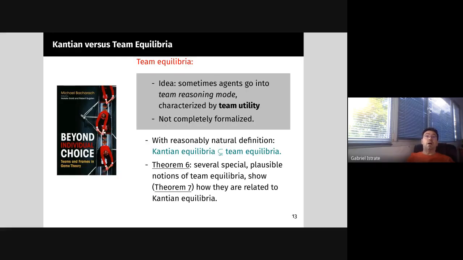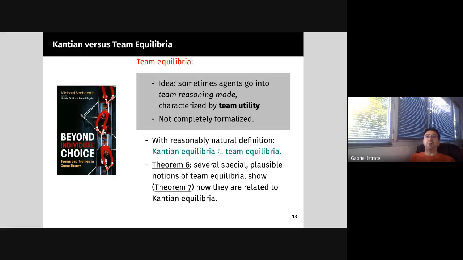The paper also considers comparisons between Kantian equilibria and other notions of equilibrium. One which is especially relevant is the notion of team equilibria. This was introduced by Michael Bacharach. And the basic idea is that sometimes agents go into a so-called team reasoning mode, which is characterized by a team utility, the same for all players. In a certain sense, that's very close to the idea of taking the diagonal in Kantian games.